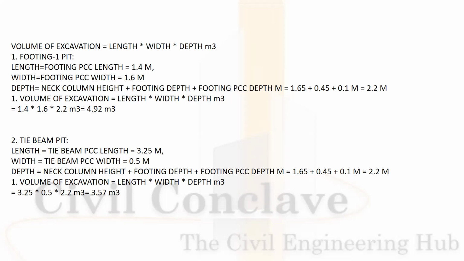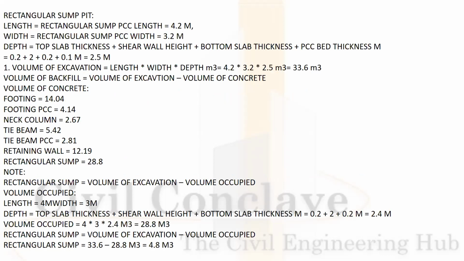Tie beam pit. The PCC length will be 3.2 meter, width will be 0.5 meter, depth will be neck column height plus footing depth plus footing PCC depth, that is equal to 1.65 plus 0.45 plus 0.1, which makes it 2.2 meter. Volume of excavation will be length into width into depth, that is 3.25 into 0.5 into 2.2, which will make 3.57 cubic meter.